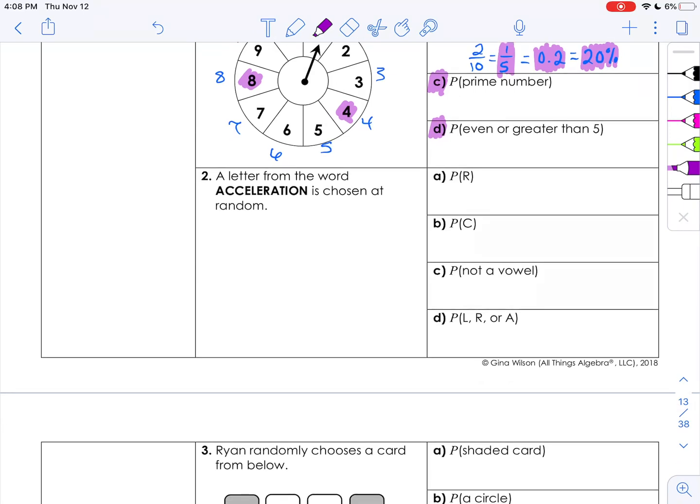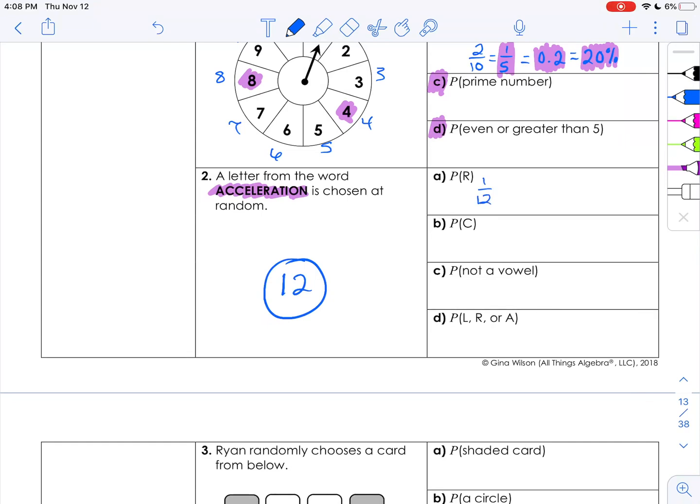Number 2, we're taking a look at the word acceleration, and we're choosing letters at random from this word. First, we want to know the probability of choosing the letter R. When I take a look at the word acceleration and I count how many letters are in the word, there are 12 total letters. There's one R, so the probability of picking an R is 1 out of 12.